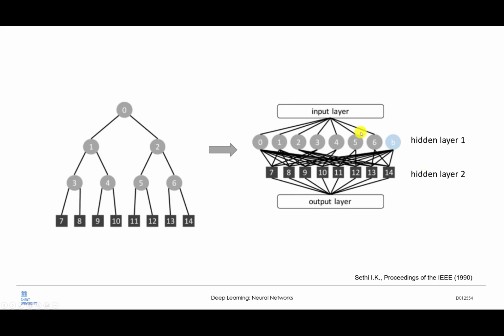Also means that if you have more than 2 layers here, 3, 4, 5, 6, okay, you can model much more than the decision tree can do. So that's why these architectures, these models, are much more powerful than decision trees.